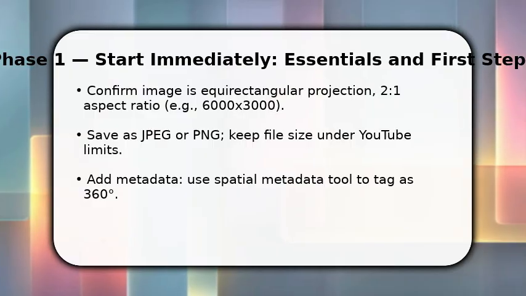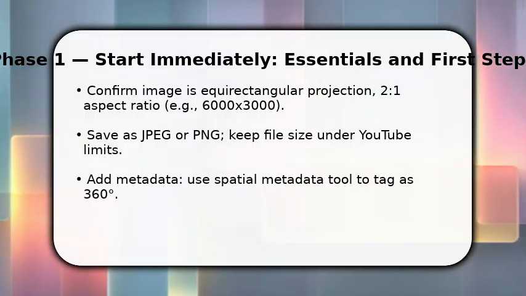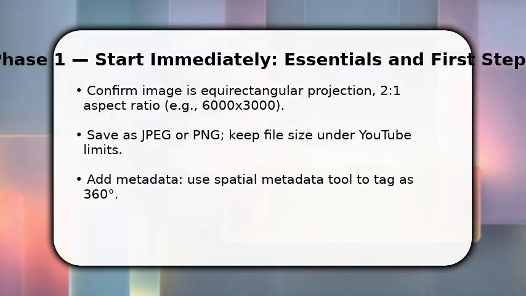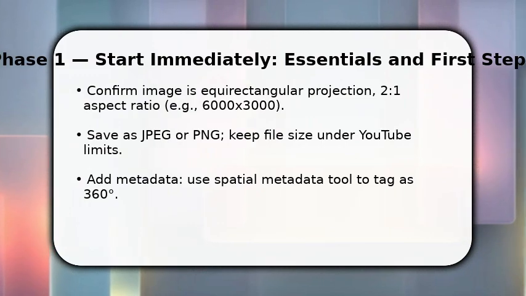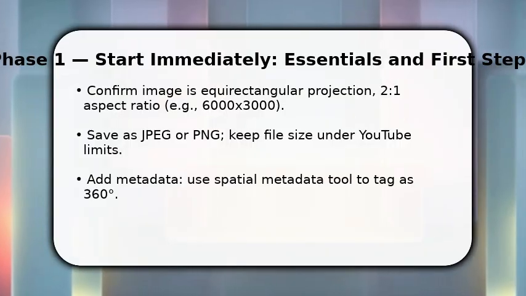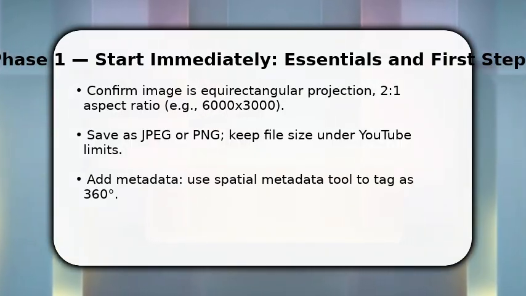Next, add spatial metadata with a simple metadata injector so YouTube recognizes the image as 360 degrees. This step matters because without metadata, the player won't enable immersive controls. Now you're ready to sign into YouTube and begin the upload process.